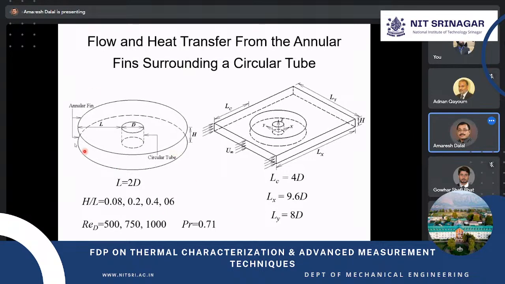So this is the annular fin, and as it is an annular fin, for computational purposes, to capture the end effects, we are extending the computational domain. So this is the computational domain. This is the inlet, and the outlet we are keeping far away because there will be vortex generation.